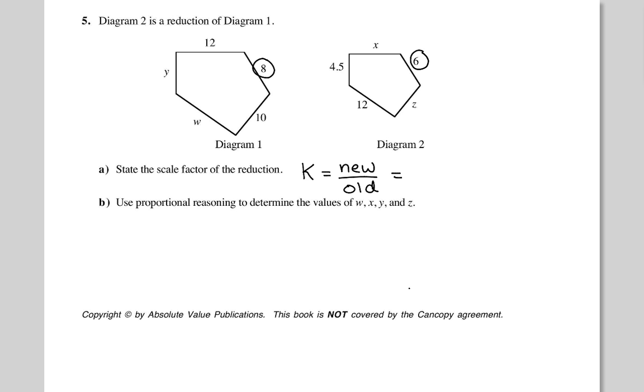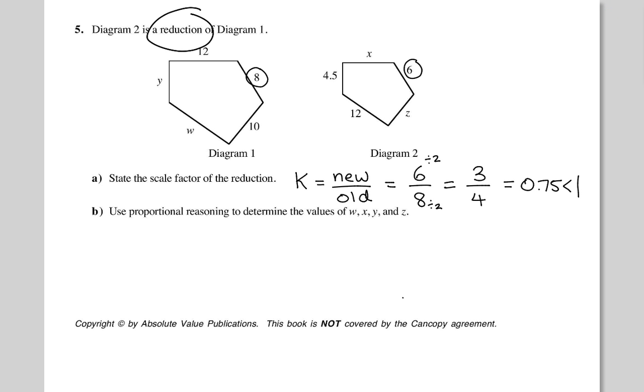Okay, and do you notice that those are the only ones that match up? Because x goes with 12, 4.5 goes with y, 12 goes with w, and z goes with 10. So you can only find the scale factor from those two. 6 over 8 or 8 over 6? 6 over 8, which is the same as 3 over 4 because they both divide by 2. And that ratio would come to a decimal of 0.75, which is less than 1, which would imply reduction because it's less than 1.